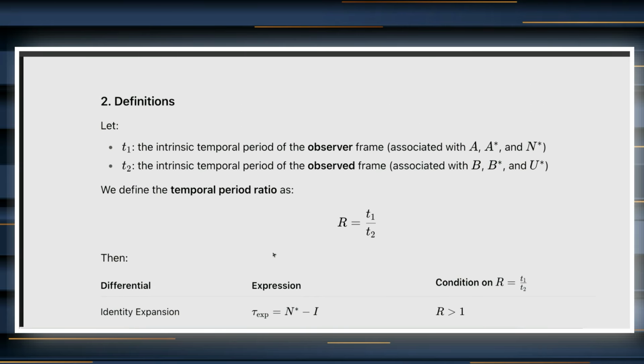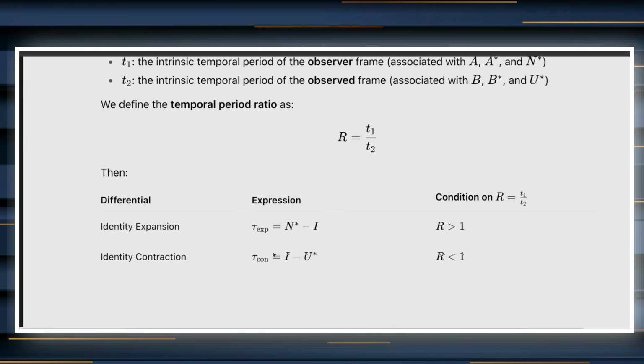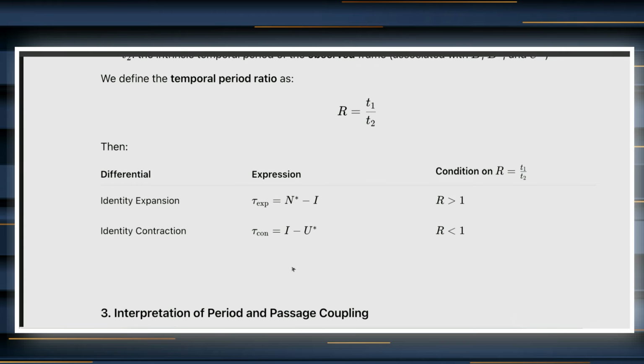So we will let T1 be the intrinsic temporal period of the observer frame associated with A star and N star, and T2 the intrinsic temporal period of the observed frame associated with B star and U star. We define the temporal period ratio as R equals T1 over T2. And then here are our basic conditions and our expression.